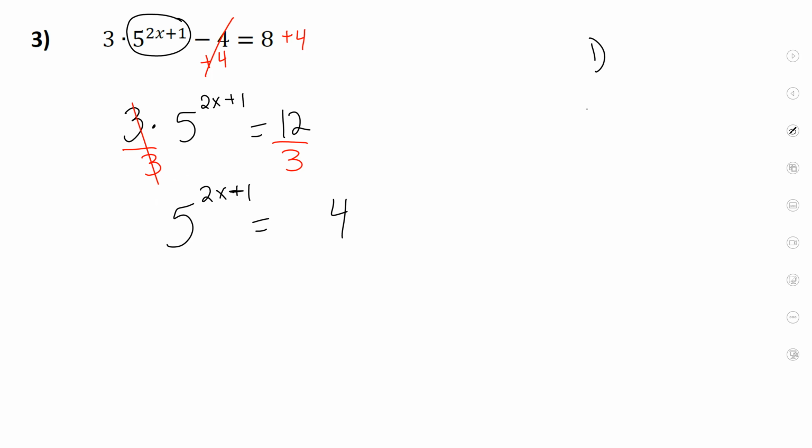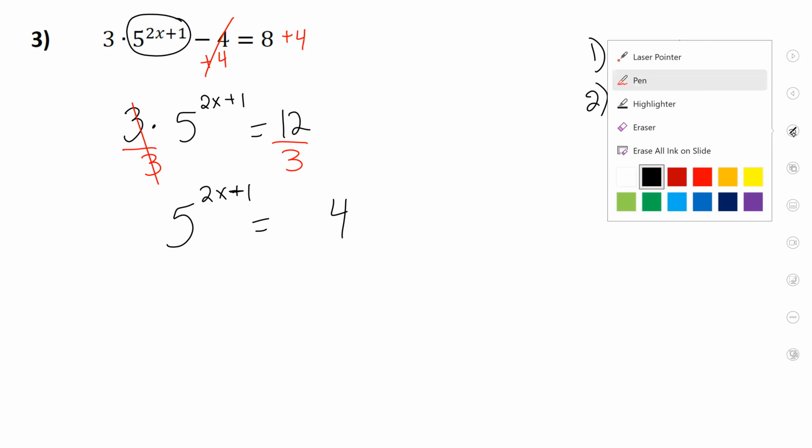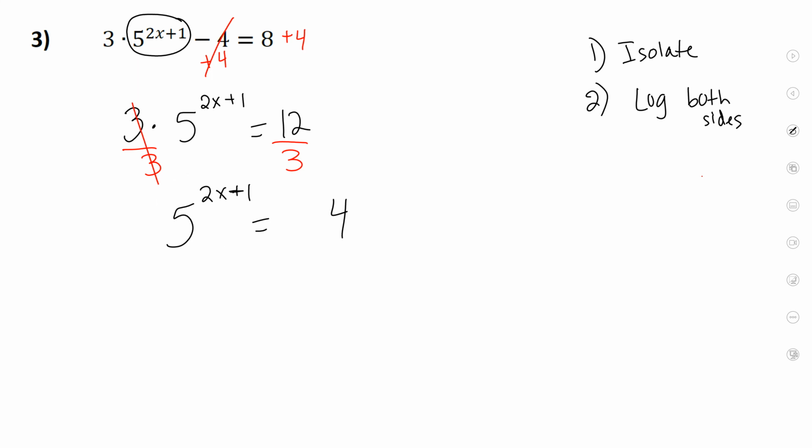Yep, we're going to take the log of both sides. So the first step was to isolate. Then we're going to take the log of both sides. Log both sides. And what base am I going to use? 5. The base is 5. So I'm going to do log base 5 and log base 5.